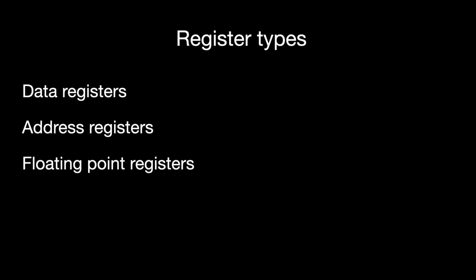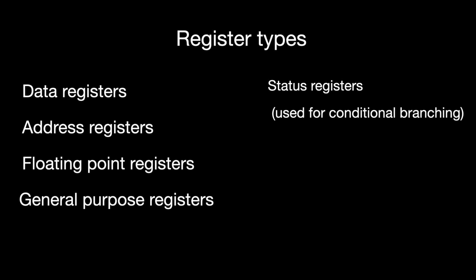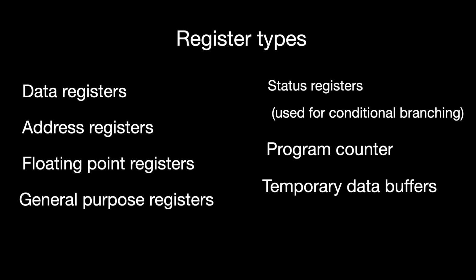Here are the different types of registers. We've got data registers, which mostly hold integer values. There are address registers, which you should really only use to hold memory addresses. Floating point registers, which are used to hold floating point numbers and for floating point operations to happen. General purpose registers, which you could really use for anything. There are status registers that decide conditional branching. We have a program counter, again going back to execution and state tracking. Temporary data buffers and instruction registers, which hold the current instruction.